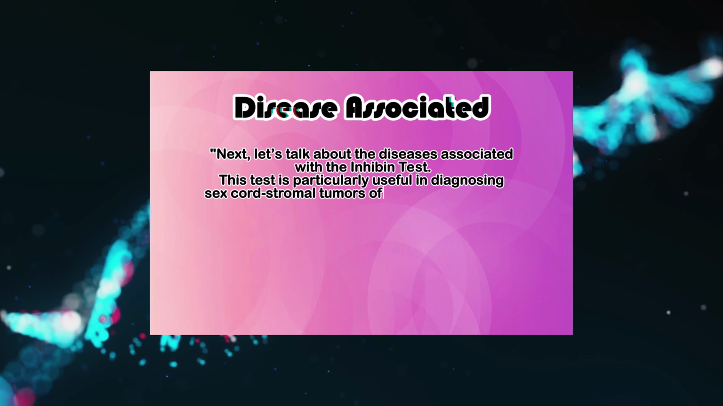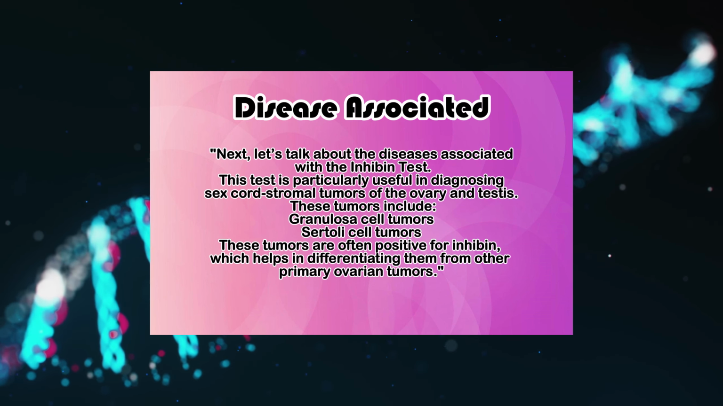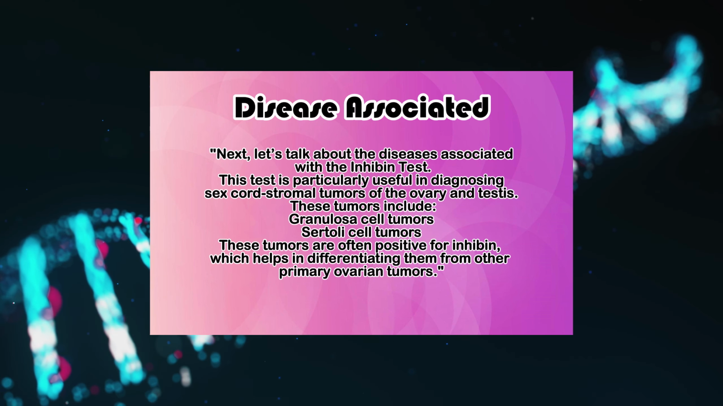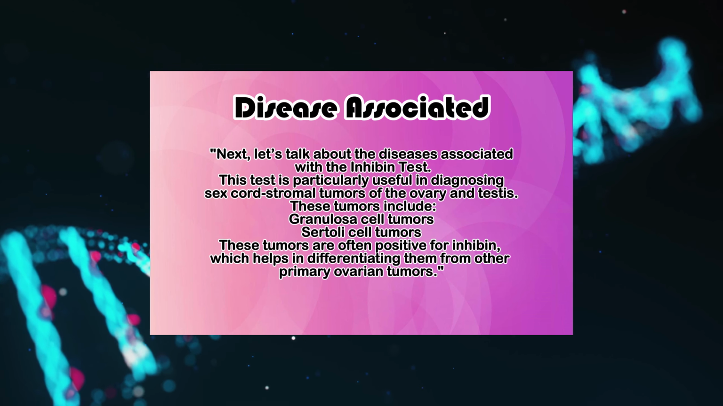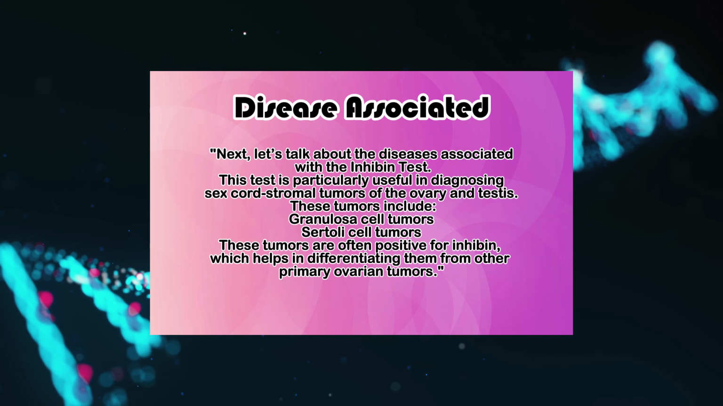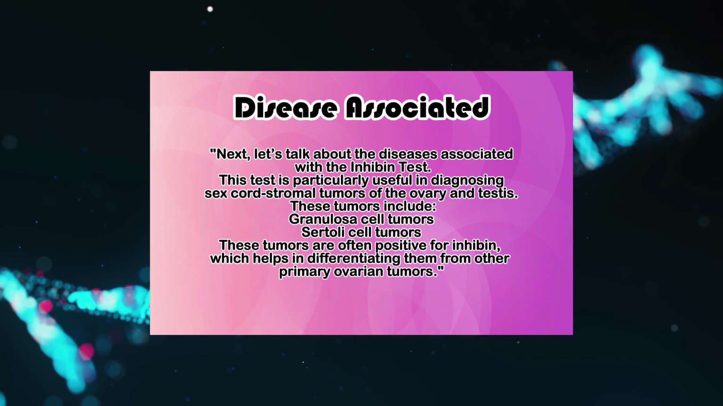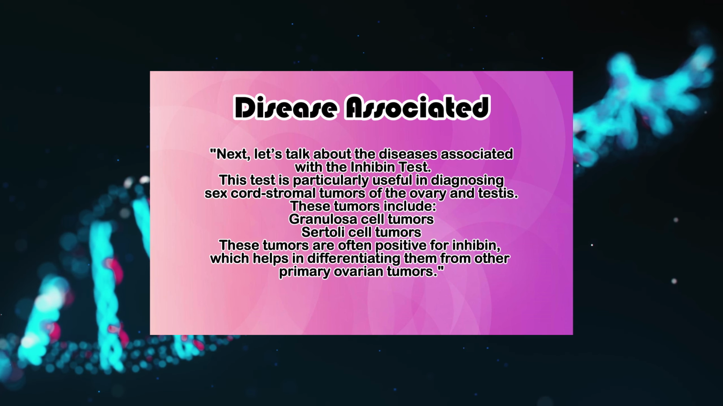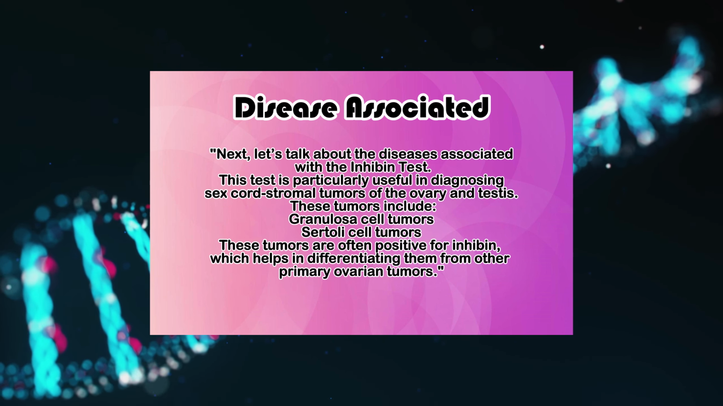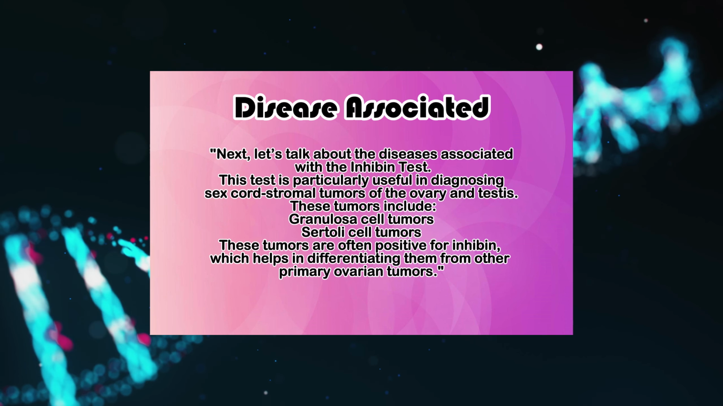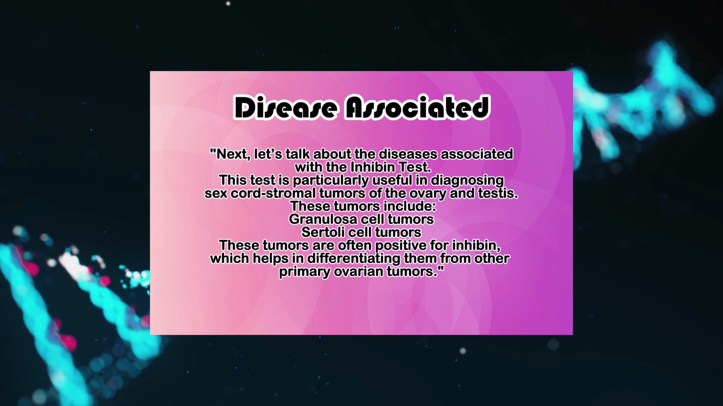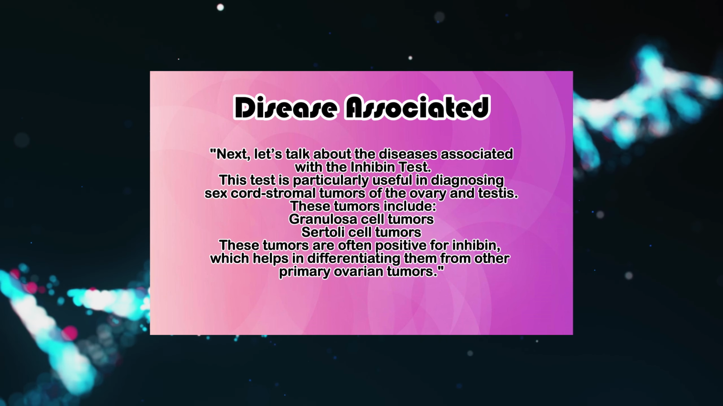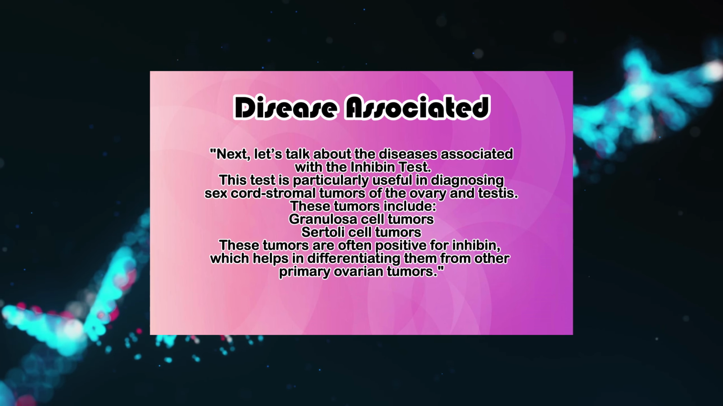Diseases associated with Inhibin test. Next, let's talk about the diseases associated with the Inhibin test. This test is particularly useful in diagnosing sex cord stromal tumors of the ovary and testis. These tumors include Granulosa cell tumors, Sertoli cell tumors. These tumors are often positive for Inhibin, which helps in differentiating them from other primary ovarian tumors.